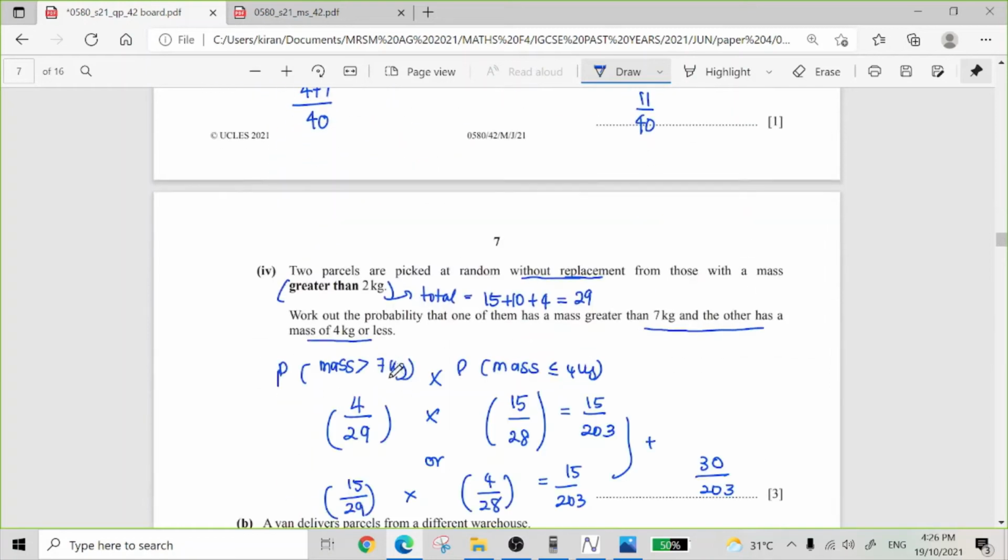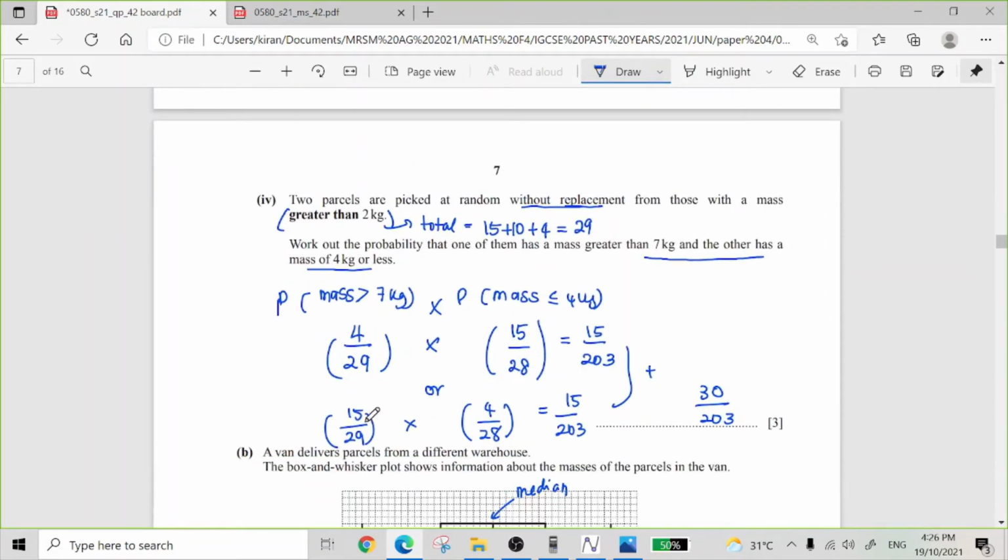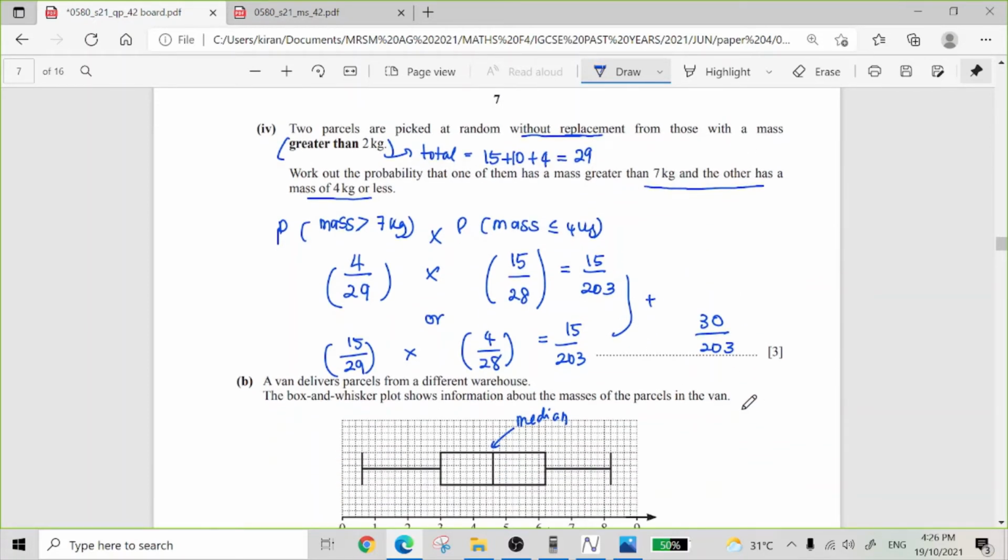Okay, so that means 4 over 29 times 15 over 28, or maybe you can choose the part of mass that is 4 kg or less first, which is 15 over 29 times 4 over 28. So the 28 ni dia berkurang sebab without replacement you dah ambil satu akan kurang lah. So we get 15 over 203, and then we add both, and the answer is 30 over 203.